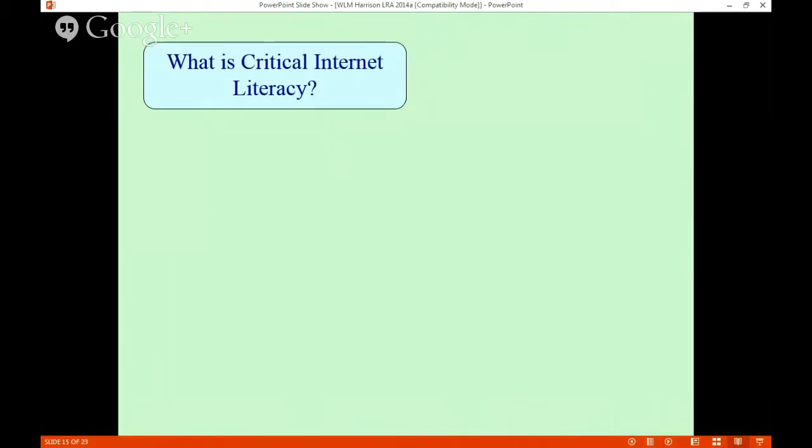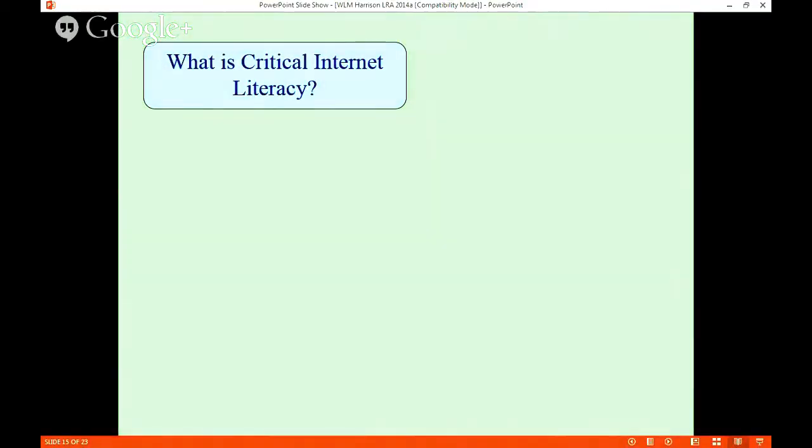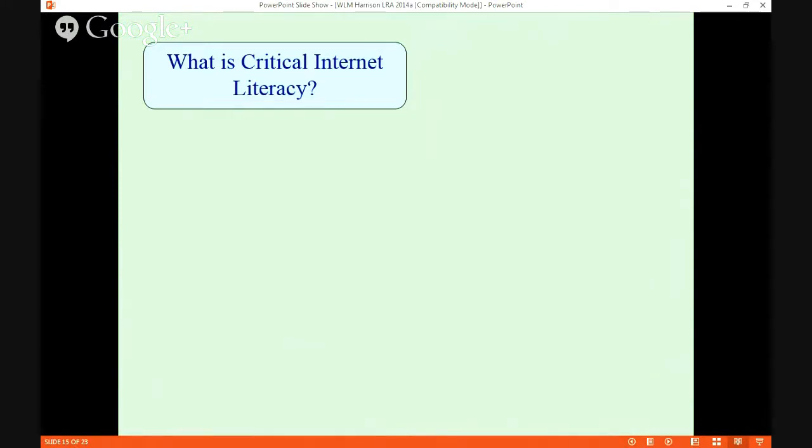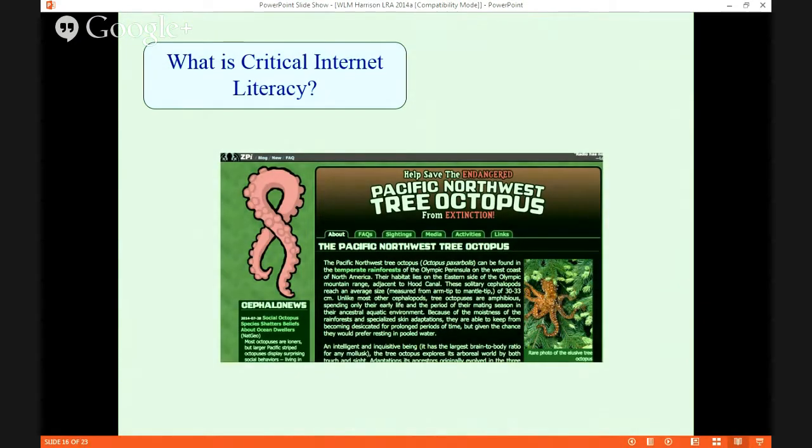The point I'm making is that we get a lot of opportunities to find out about other people from the internet. And so critical internet literacy is not just about being able to build a site or read a screen. It's a more complex matter than that, and it involves looking at the production of information and the reception of information. Many of you will know about the Pacific Northwest tree octopus. It's a spoof site. Most adults can find out in about 30 seconds that it is a spoof site.